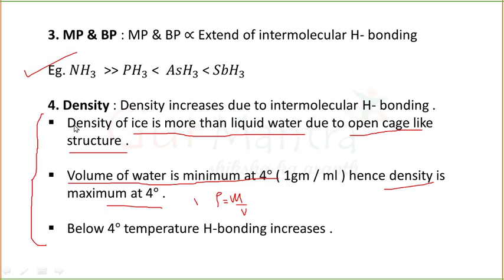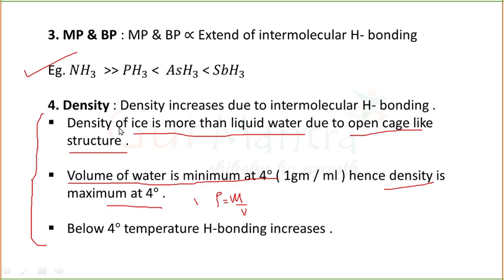Fourth point is your density. Density increases due to the intermolecular hydrogen bonding. As the compound's intermolecular hydrogen bonding increases, the density also increases. Now, in case of density, there are three most important points which have been asked in various exams, and for the GATE exam, these are the most important points. You have to learn these points, you have to write these points in your notebook.